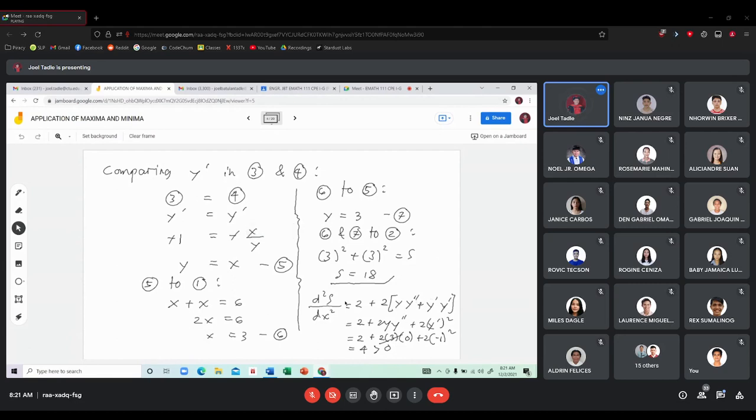Yeah, to prove that this is true, a minimum sum, we'll use the second derivative test. So we solved our second derivative, which is equal to positive 4, which is greater than 0. Therefore, we'll say the sum, which is equal to 18, is a minimum sum.